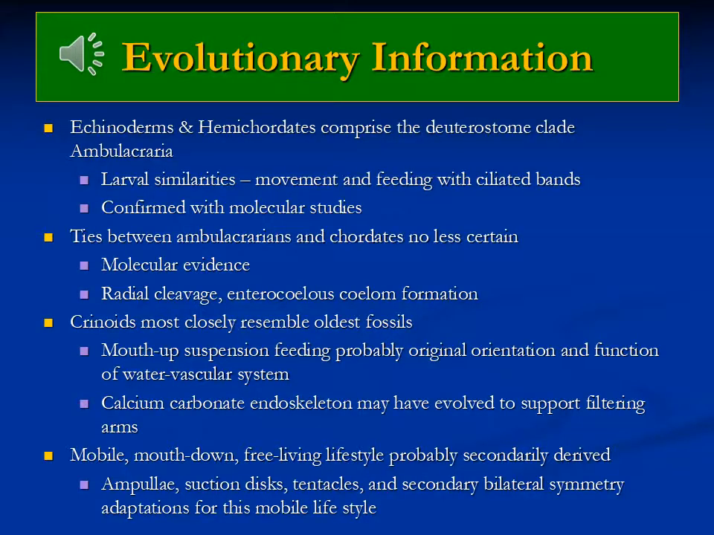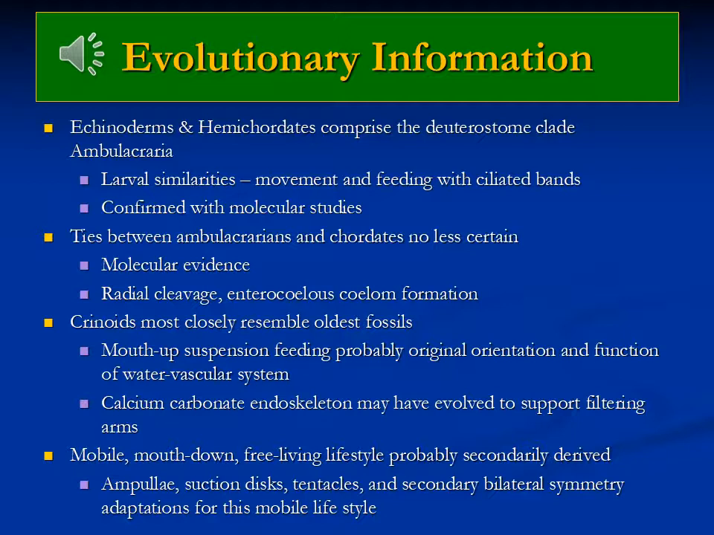Just to reiterate, what unites the ambulacrarians is the fact that they have larval similarities that both move and feed with ciliated bands. Again, the control of the development of those bands genetically is important to know about, because that could have influenced where the chordates came from. Molecular studies and studies of their development indicate that they're closely related. Additionally, the ties between Ambulacraria and Chordata are pretty well established.